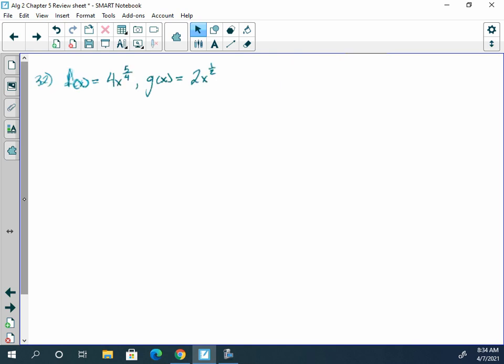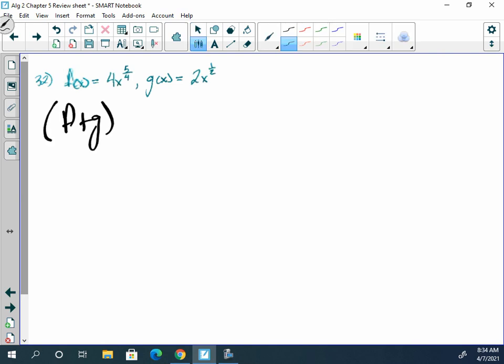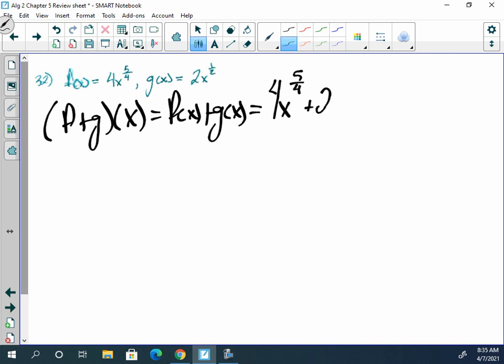Okay, so we want to do f plus g of x, f minus g of x, f times g of x, and f divided by g of x. Okay, so f plus g of x. Well, that's the same as f of x plus g of x. Well, what is f of x? 4x to the 5/4. And g of x is 2x to the 1/2, yes?